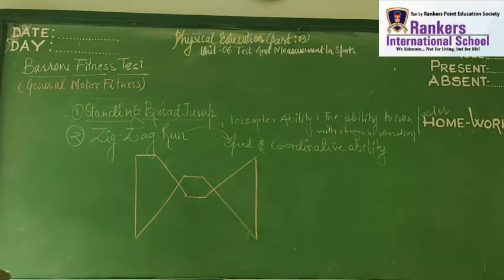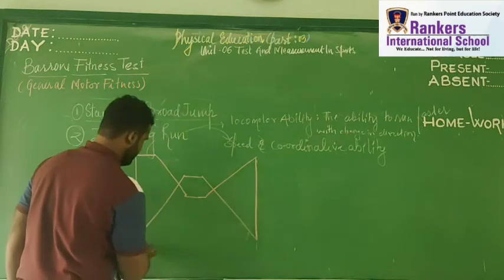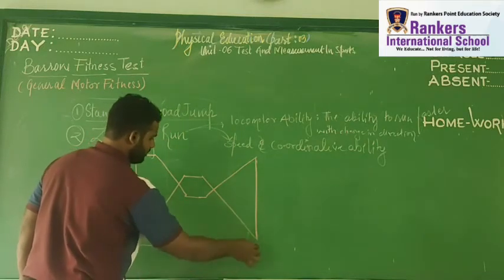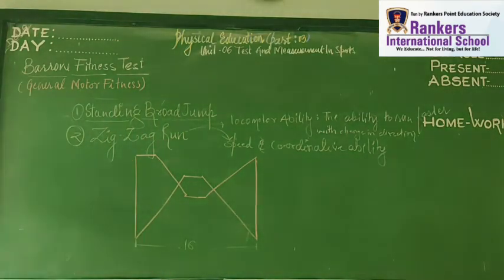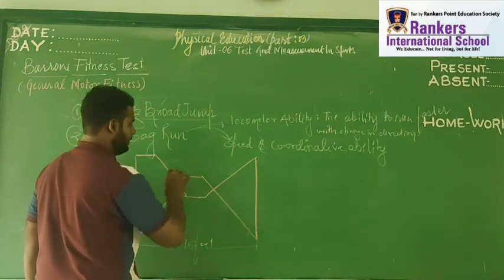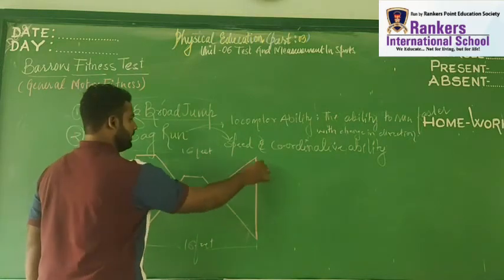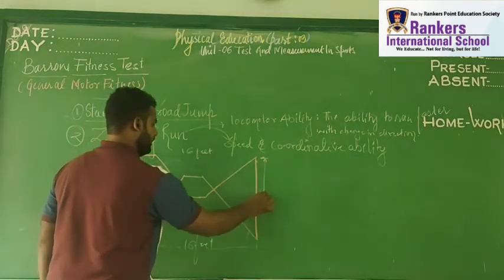The first thing we need to know is the distance: the length of this is 16. This diagram is 16 feet by 10 feet. The distance should be 16 feet by 10 feet. So this side is 16, and this will be 10 feet.